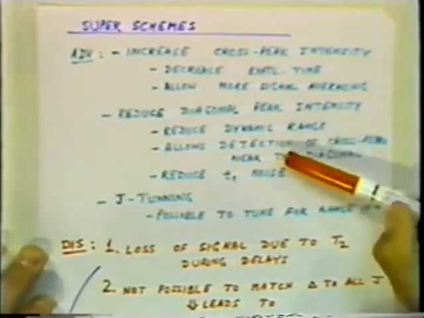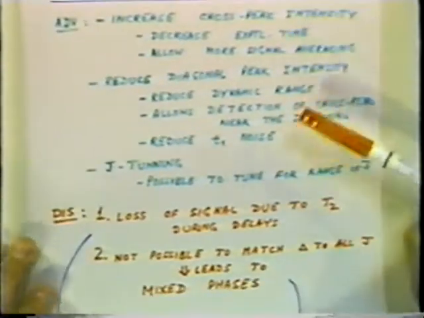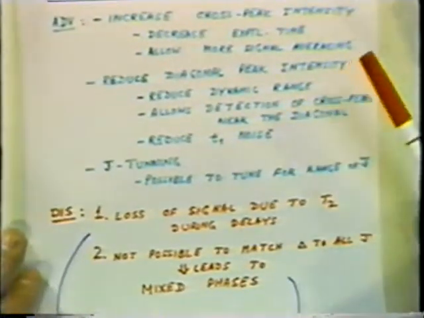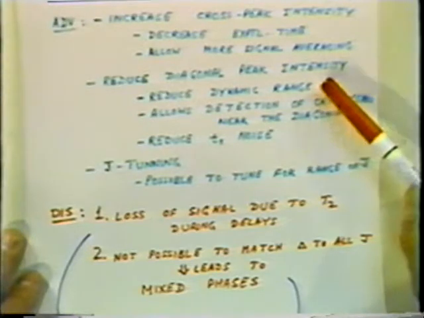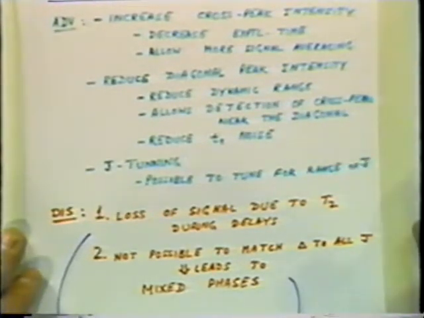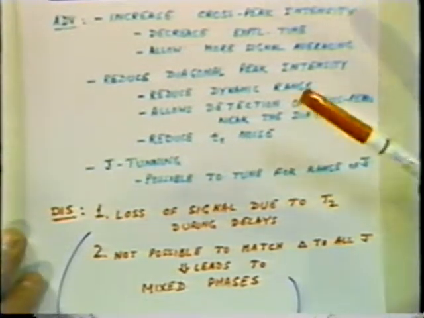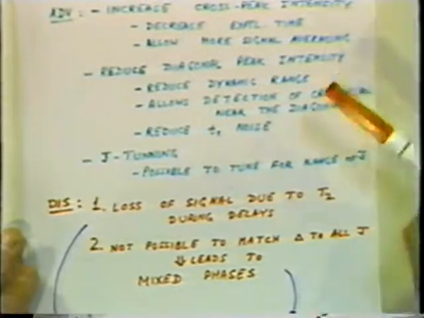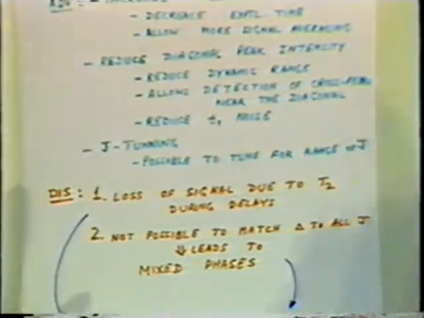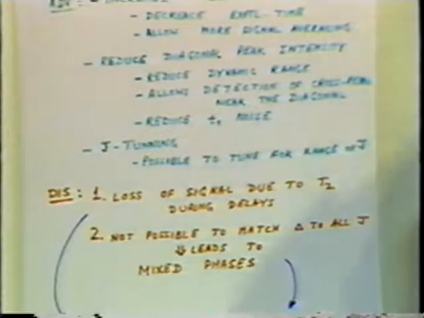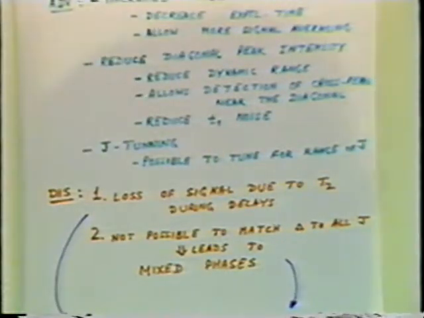It reduces diagonal peak intensity, and that reduces the dynamic range in the experiment, in the spectrum, and allows detection of cross peaks which are near to the diagonal, and as a result it reduces T1 noise. T1 noise is not something that I really talked about so far, but T1 noise is what, I don't know whether I have a spectrum which I could show you, which has the T1 noise.